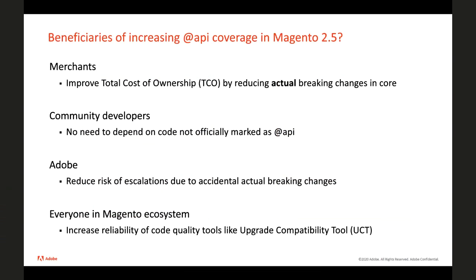which was released in alpha version, I believe, at the end of last year. Why will such tools benefit? Because they strictly rely on officially marked API, and they will be able to precisely evaluate the effects of upgrading to a specific Magento version if we have clearly defined APIs, and if you don't have those gray classes which are treated as API by the community but not by Magento.